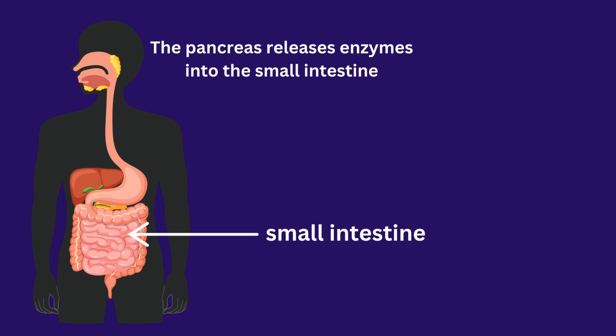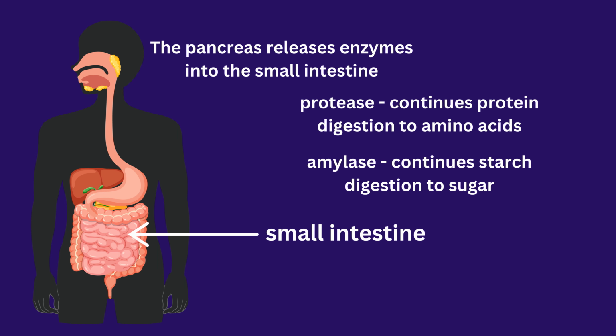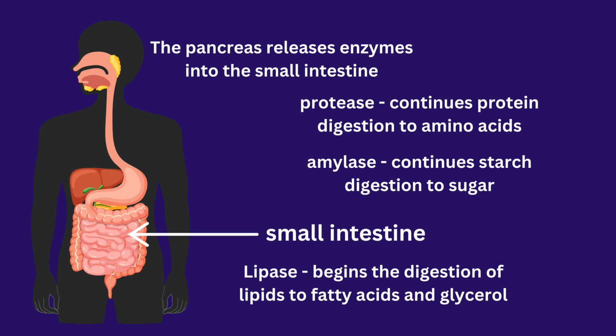The pancreas releases enzymes into the small intestine. There are three enzymes that you need to know about. So protease, which continues protein digestion to amino acids. Please remember, protease started to digest the protein from the stomach. Amylase continues starch digestion to sugar. Remember, starch digestion began in the mouth. And then lastly, lipase begins the digestion of lipids to fatty acids and glycerol.